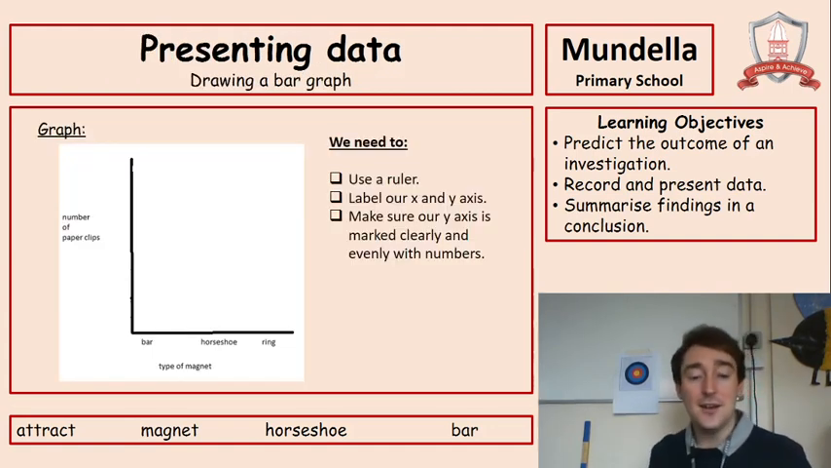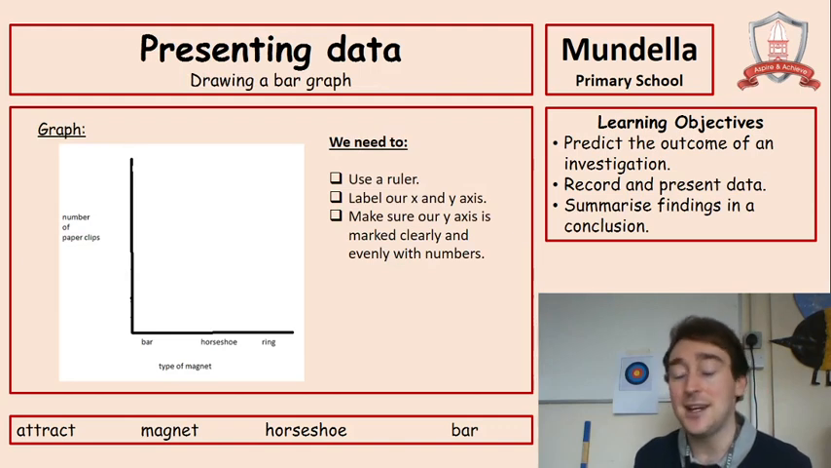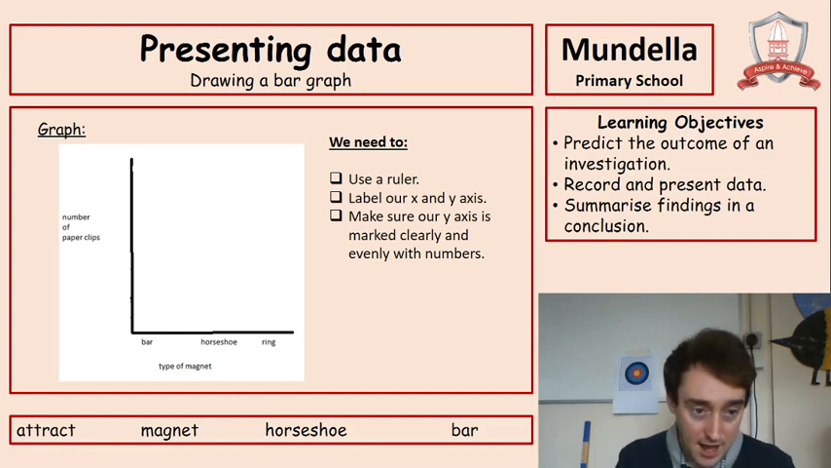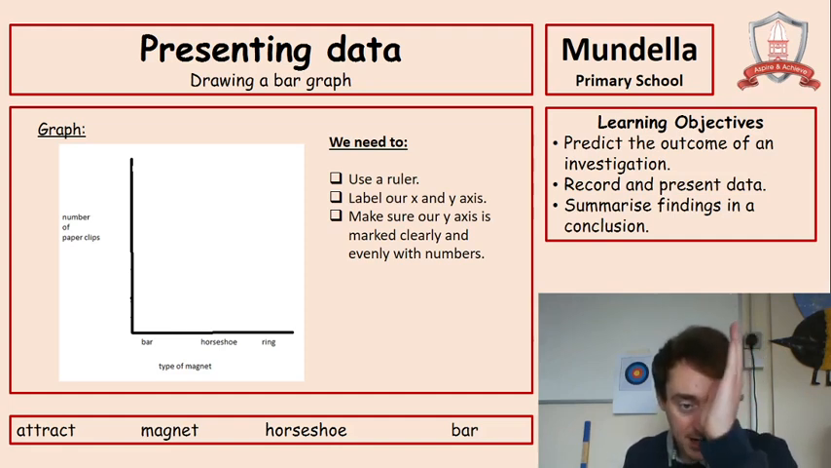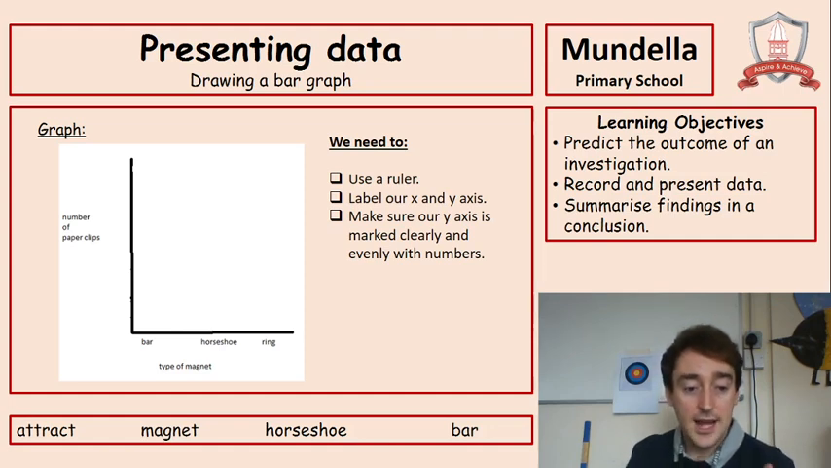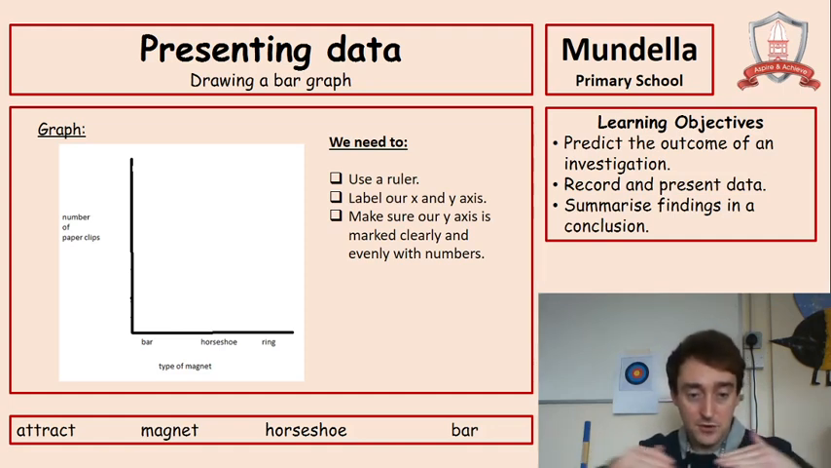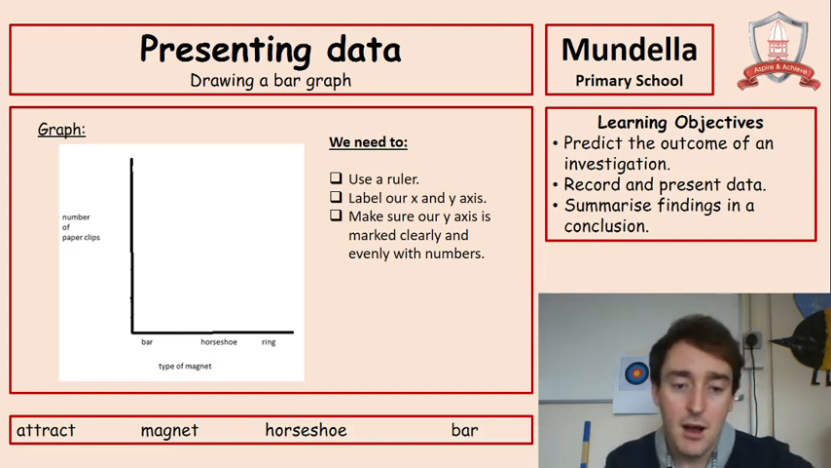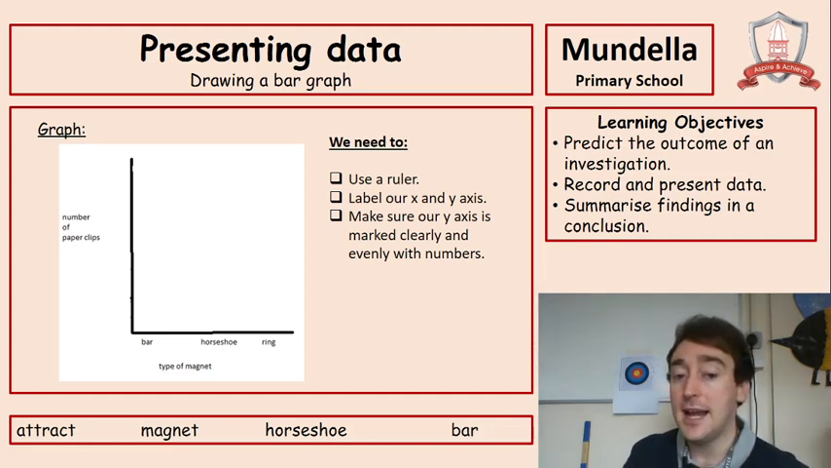Okay, we're going to draw a graph, and what we're going to need for that, that's right, we're going to need a pencil, and we're going to need a ruler as well. So we have got the number of paper clips up one side, and we have the different types of magnets along the bottom. So we can draw a bar for each one and show how many paper clips each one could hold. Now, I haven't got it here, but I will on my next slide.